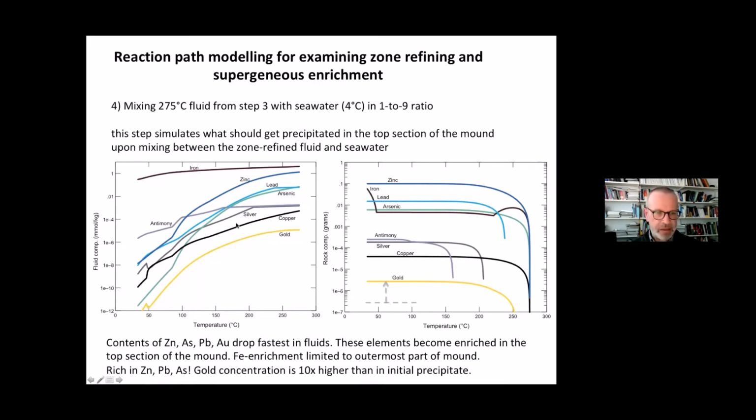Okay, and this is how the fluid drops all the zinc and lead and arsenic, but not so much the iron. And that causes the top section of the mound to be this zinc, silver, gold, lead rich zone that we actually observe in these deposits.